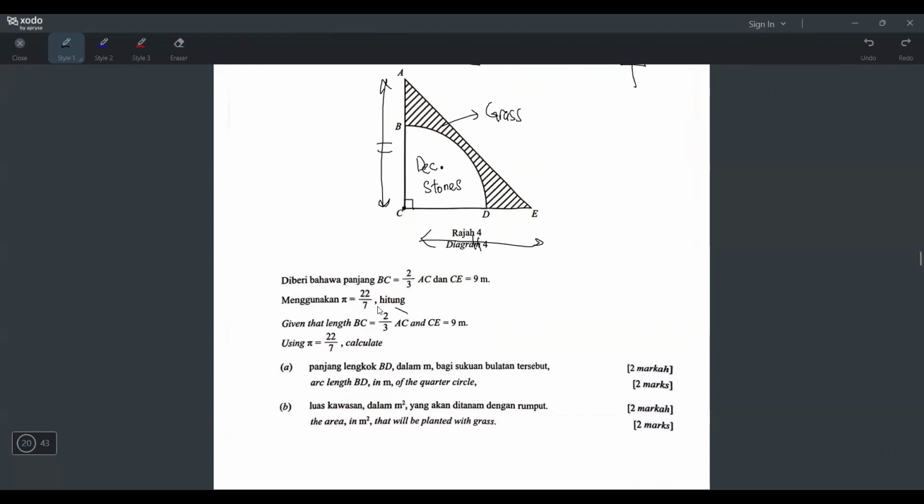Alright, given that the length, they start giving lengths now. BC equals 2 over 3 AC. So BC equals 2 over 3 AC. But my problem now is I don't have BC, I don't have AC. Oh, by the way, BC will be the radius of the circle, right? But I don't know its length. AC I also don't know because AC is the whole length. Okay. But if I have one of the lengths, I can substitute and then find the other one. If there is. But there is, they give it.